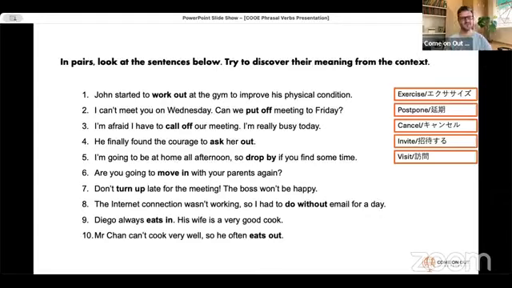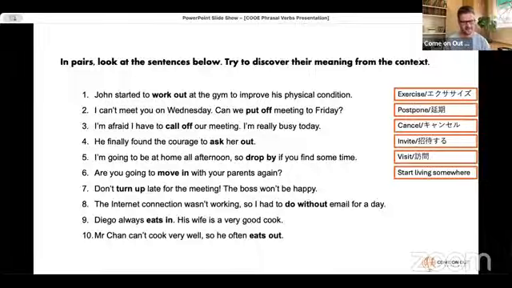All right, great. Number 6, are you going to move in with your parents again? This one is quite easy, move in. And that simply means to start living somewhere. So you can move in with someone or you can move into a new apartment. It just means you start living there.